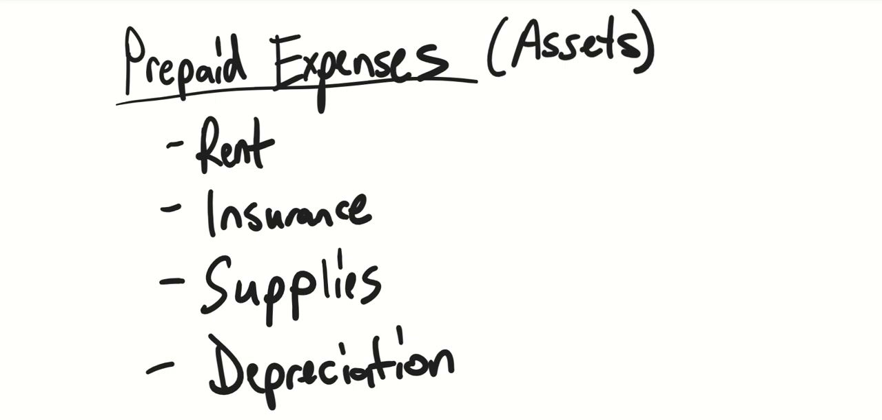Prepaid expense is classified as an asset because that initial advance payment is indeed an asset, since you've already paid for something that you're going to use in the future. Common prepaid expenses you see here on the screen are rent, insurance, supplies, and depreciation.